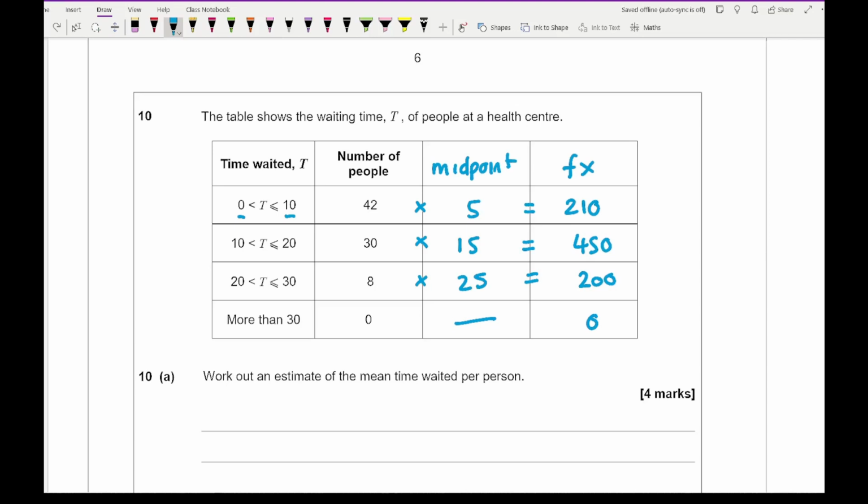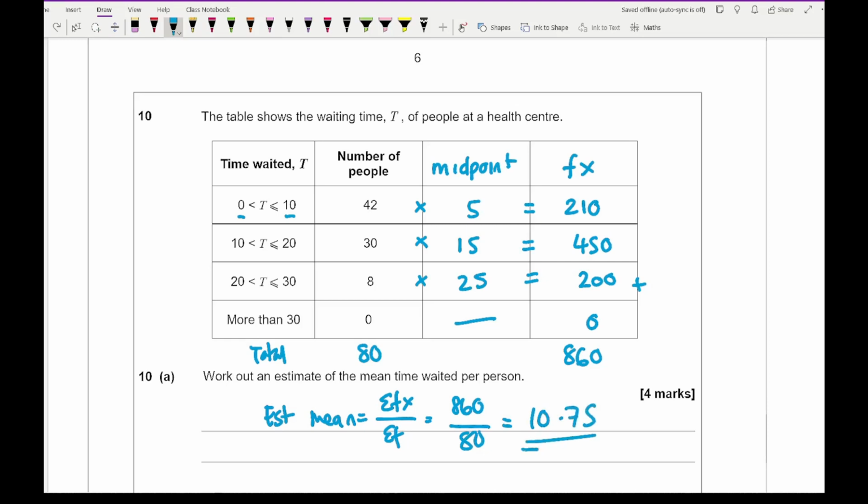So then to work out the estimated mean, it's going to be the total fx over the total frequency. Now the total frequency is 80, and the total of the fx values, if I add all those three numbers up, is 860. So it's going to be 860 divided by 80, which gives me an answer of 10.75.